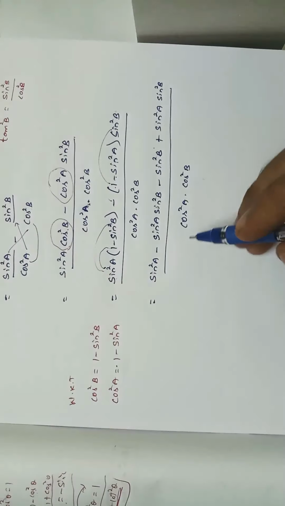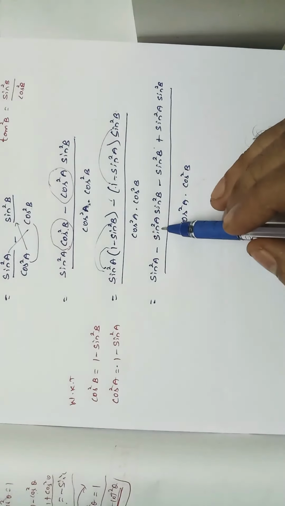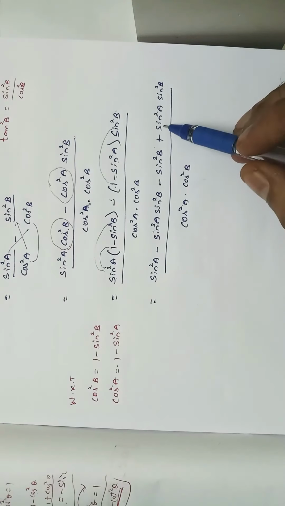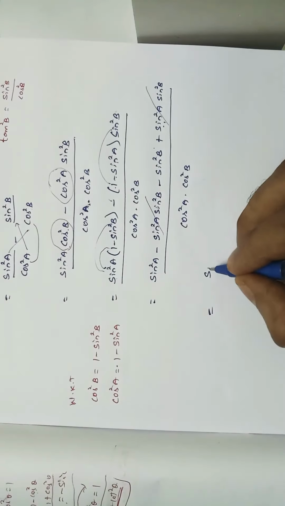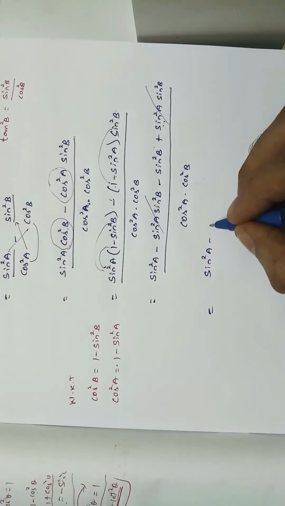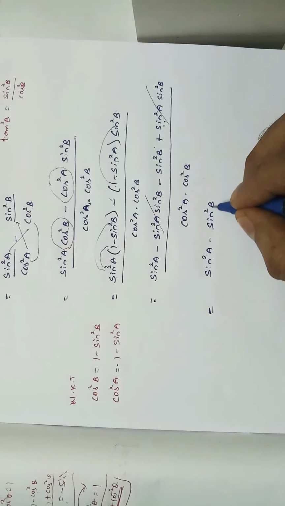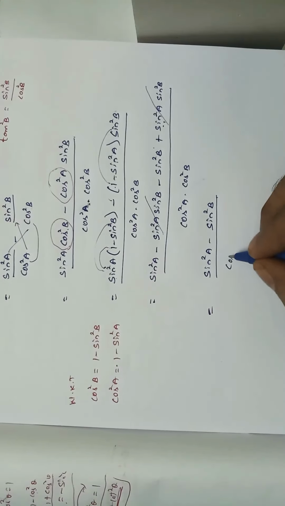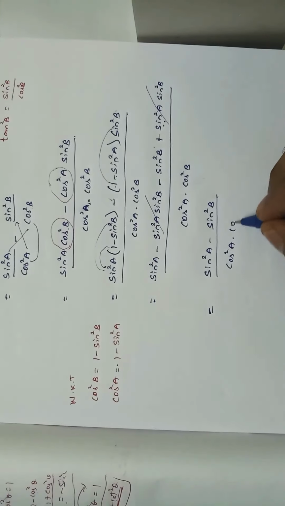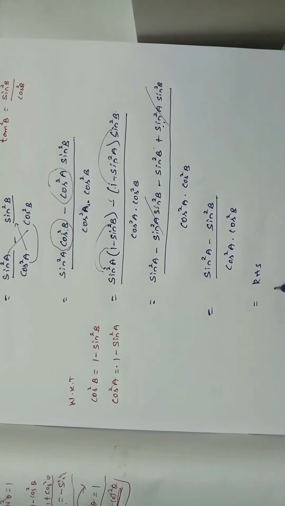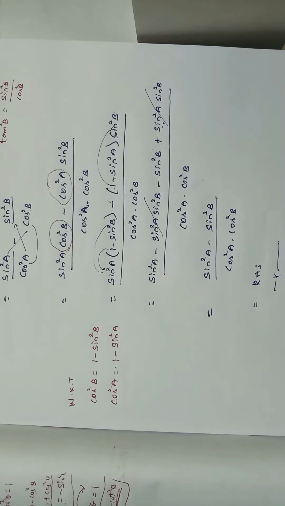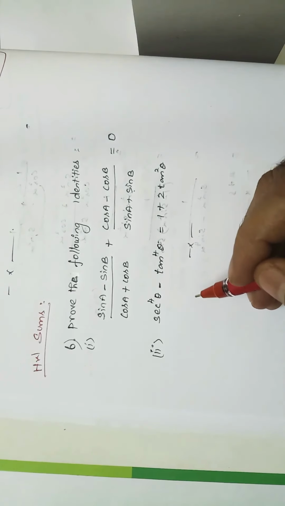Any like terms are there for simplification? See, minus sin square a sin square b plus sin square a sin square b will get cancelled. So what is the remaining? Sin square a minus sin square b divided by cos square a into cos square b is equal to RHS. Hence it is proved. Understood?